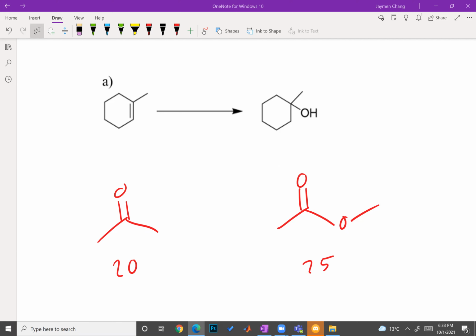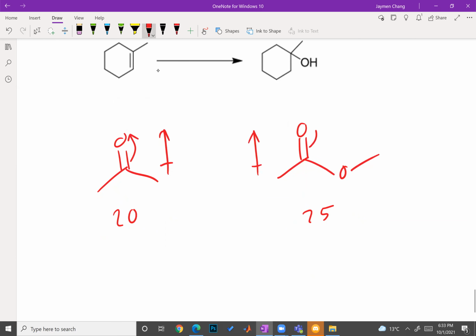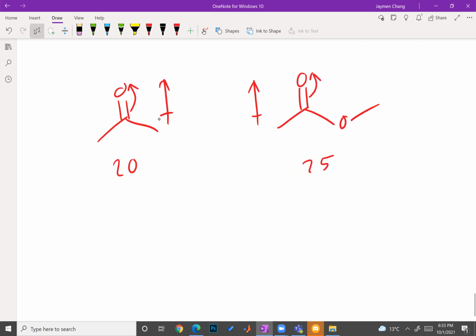So why don't we draw out the dipole moment here? What we're going to see is we have a dipole moment like this, and a dipole moment like this, right? The oxygen is going to be stealing electron density. So if we were to draw a resonance form of this, we're going to see an O minus and a plus charged carbon, and O minus again and a plus charged carbon.